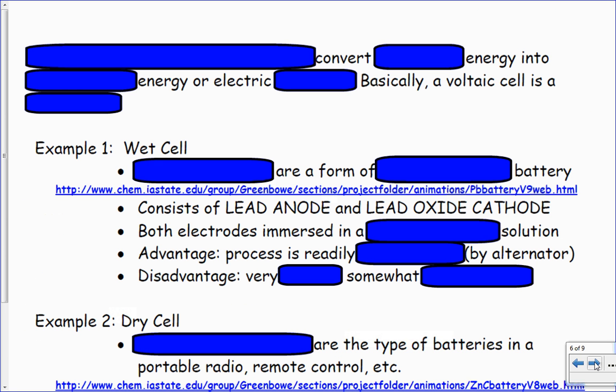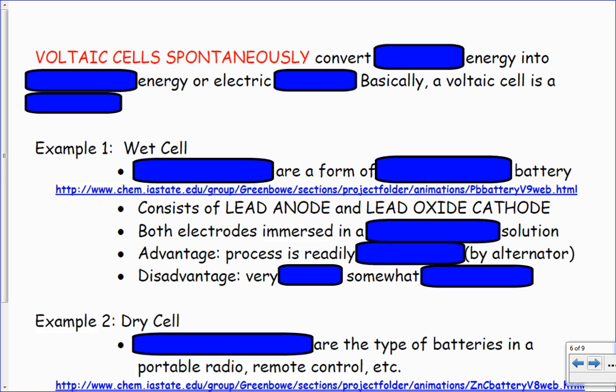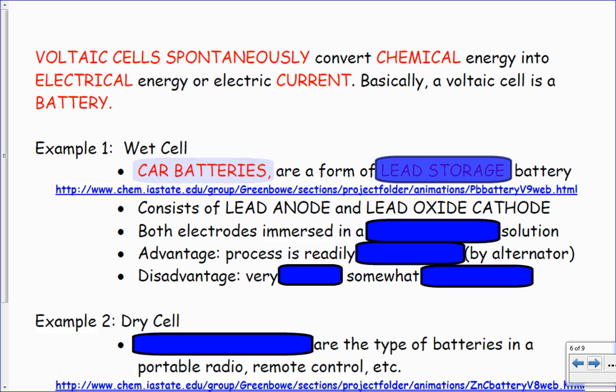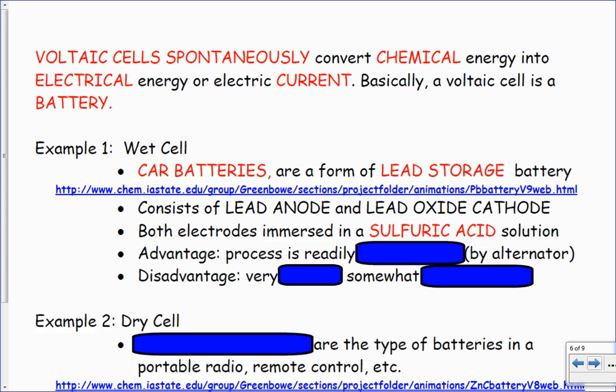Okay, a few more notes. We'll be done with this one. A voltaic cell spontaneously converts chemical energy into electrical energy, in the form of a current. Basically, a voltaic cell is a battery. We refer to some batteries as wet cells. So your car batteries have lead storage, but there's that acid in there. So we do acids and bases. Then we get on to redox, and we can see how we can start to use these things. So there's a very high concentration of sulfuric acid in batteries. You do not want to get that on you.